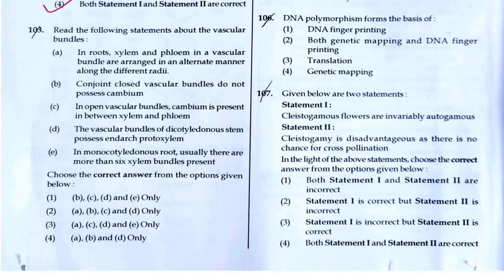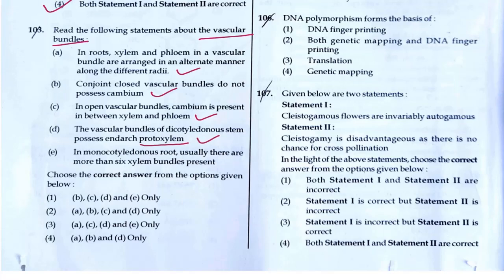Coming to question number 103. There are statements regarding vascular bundles. Statement 1: in root, xylem and phloem in vascular bundles are arranged in an alternate manner along different radii. So it's true. Conjoint closed vascular bundles don't possess cambium. This is also true. Then coming to option C: in open vascular bundle, cambium is present in between xylem and phloem. It's also correct. The vascular bundles of dicotyledonous stem possess enlarged protoxylem. It's also correct.